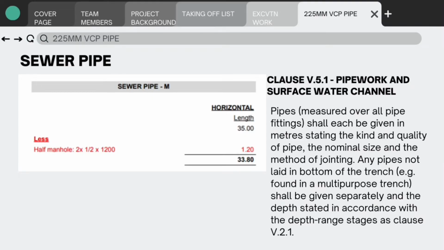Next, for sewer pipe, the unit is meter. The calculation of sewer pipe is the length given, less half MH1 and half MH2. So the total length is 33.80. Sewer pipe shall be given in accordance with clause V.5.1. Pipe measured over all pipe fittings shall each be given in meter, stating the kind and quality of pipe, the nominal size, and the method of jointing. Any pipes not laid in the bottom of the trench, for example found in a multi-purpose trench, shall be given separately, and the depth stated in accordance with the depth range stages as clause V.2.1.